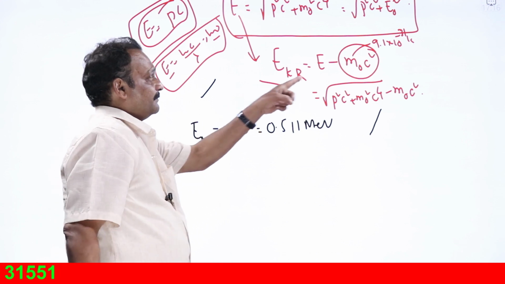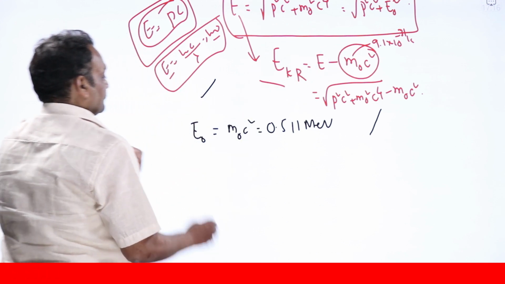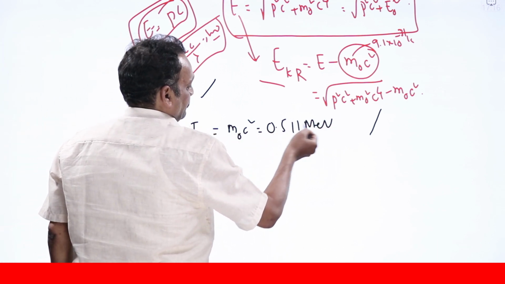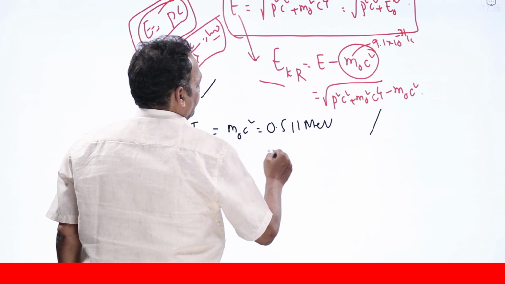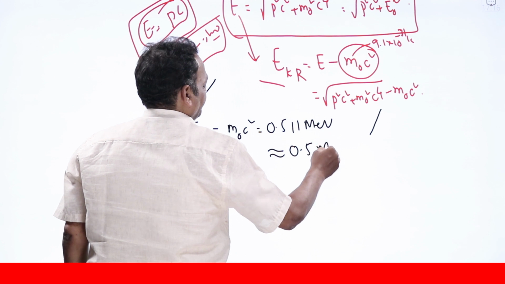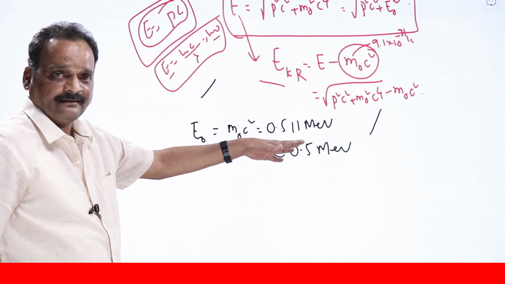What is m naught? The rest mass of the electron is 9.1 into 10 to the power minus 31 kg. This can be written as 511 keV also, or 0.511 MeV. In exams, mostly they will take the rest mass energy of the electron as 0.5 MeV. That is the approximate value they give, to simplify the mathematics.